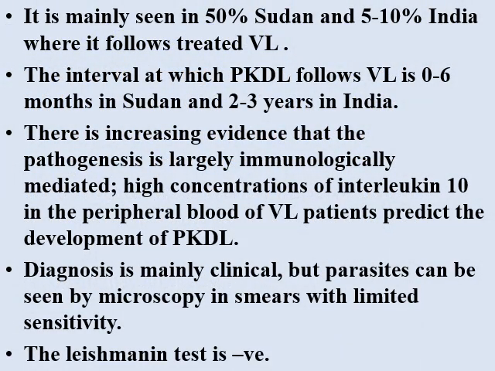PKDL is seen in 50% of Sudanese type and 5 to 10% in Indian type following treated visceral leishmaniasis. The interval at which PKDL follows visceral leishmaniasis is 0 to 6 months in Sudan and 2 to 3 years in India. There is increasing evidence that the pathogenesis is largely immunologically mediated. A high concentration of interleukin-10 in the peripheral blood of visceral leishmaniasis patients predicts the development of PKDL.